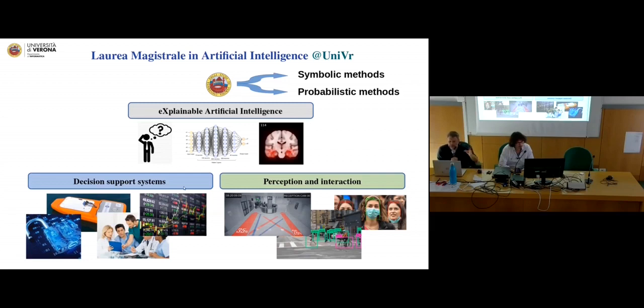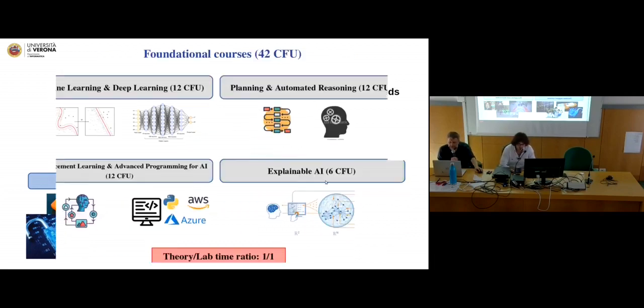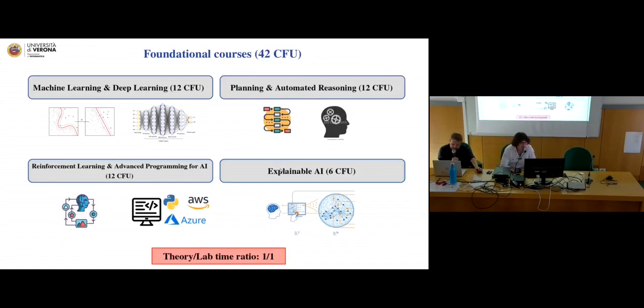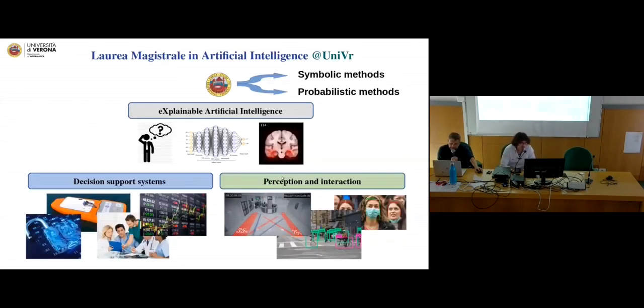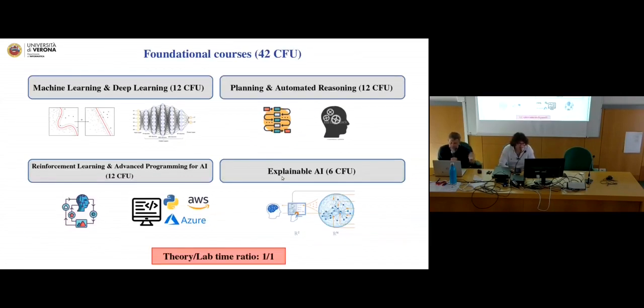But then we have two paths. So now we go into the technical details about the courses. One is decision support systems, and one is perception and interaction. The decision support systems path is more related to decision theory, while the second one, perception and interaction, is more related to vision, perception, etc. In practice, we will see in the next slide the courses which characterize the two paths.